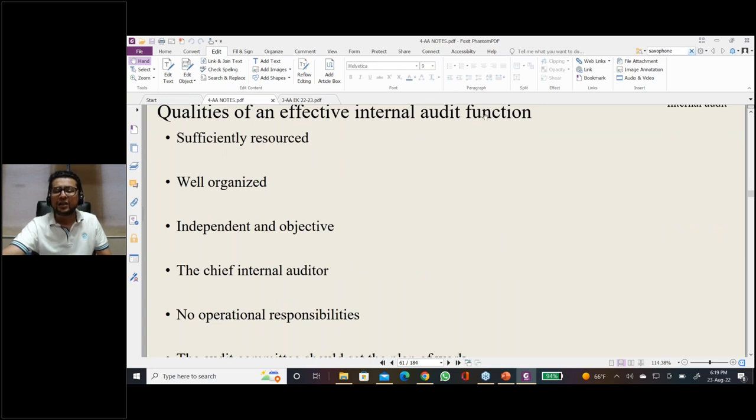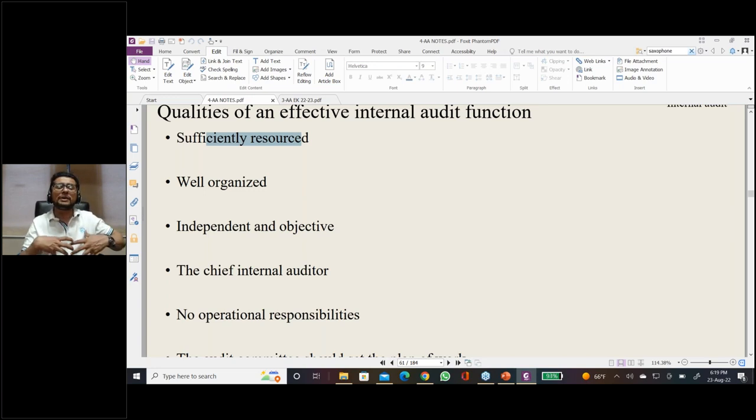What kind of internal audit function would be considered a good one? I think one which has sufficient resources. Again, if you were present on day two of the webinar, we realized that if the internal audit department is under-resourced, this is an important control which is compromised, and we considered it a deficiency.